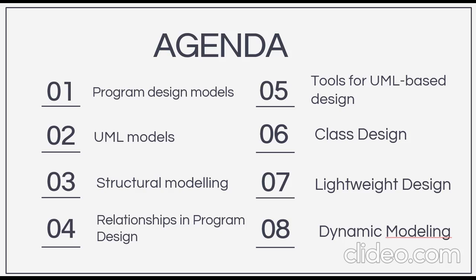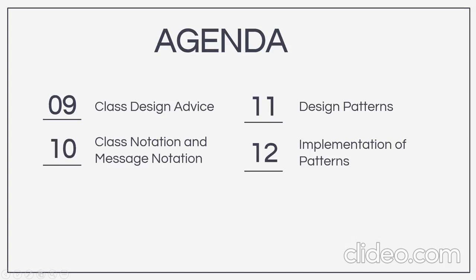Then we will delve deeper into more advanced aspects of program design. We will begin with advanced class design, offering best practices to create efficient and maintainable classes. Next, we will explore class notation and message notation, which are crucial for visually representing the structure and communication between the components. Moving forward, we will discuss design patterns and the implementation of these patterns, focusing on how to apply these patterns effectively in real-world scenarios.